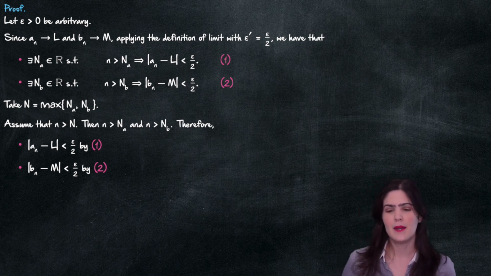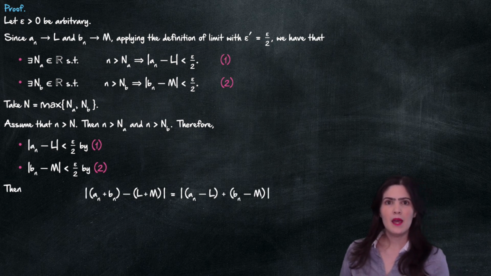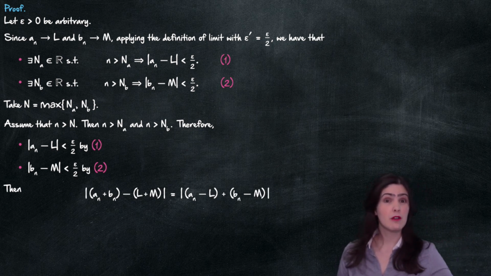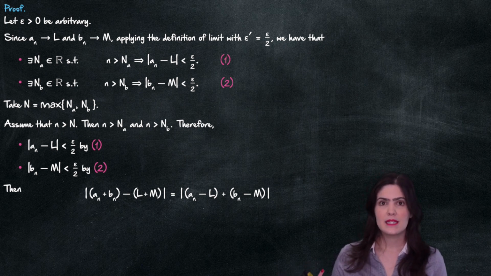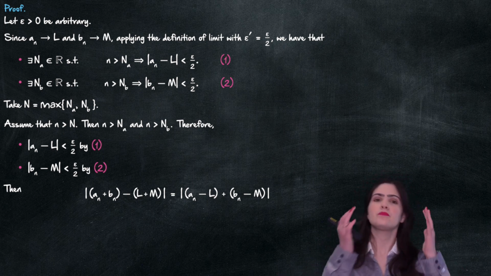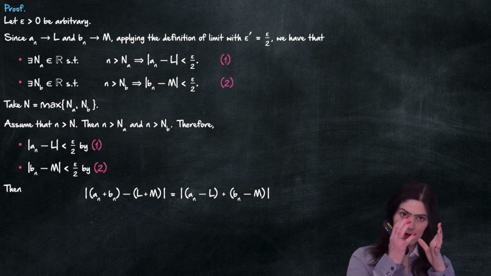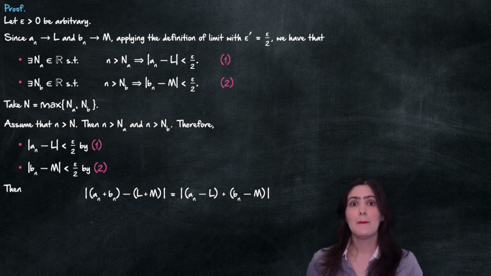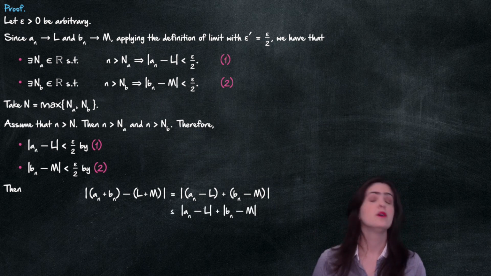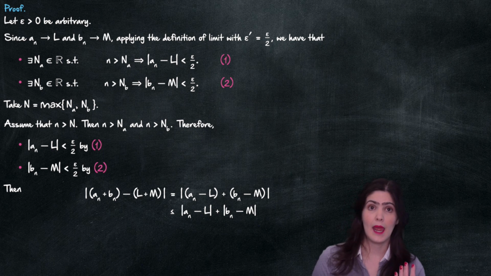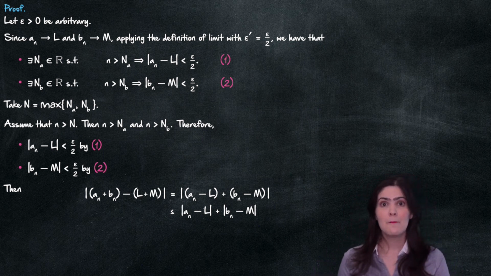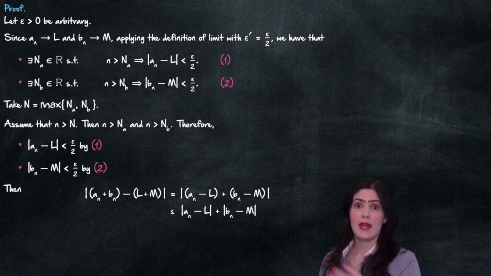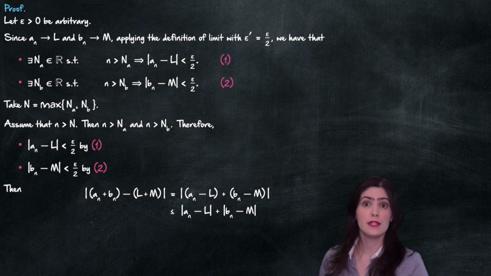So how can we do that? Well, remember where we started when we were doing our rough work? Now we're going to just redo it. We know that the distance between an plus bn and L plus M can be bounded above by the sum of the distance between an and L and the distance between bn and M by using the triangle inequality.